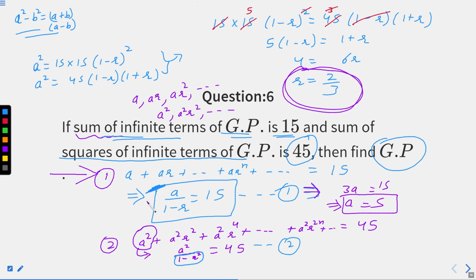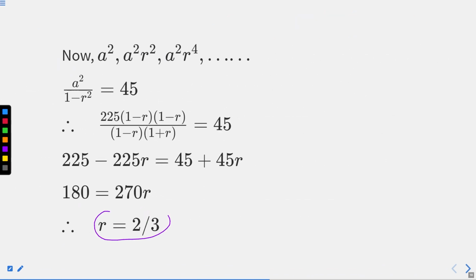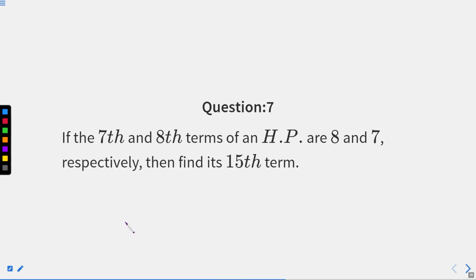Clear? Okay, yes, the value for r is r equals 2 by 3. Now jump to question number 7. This question includes the concept of HP. So HP is nothing but the terms of HP. Let's say if H1, H2, till Hn are in HP.